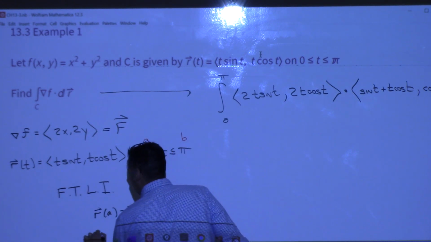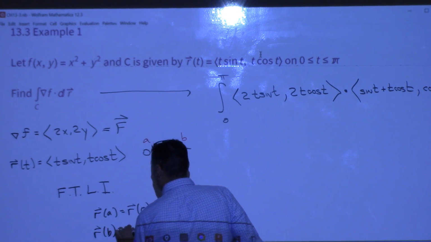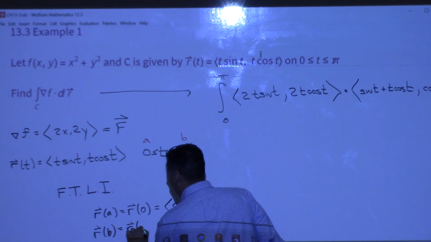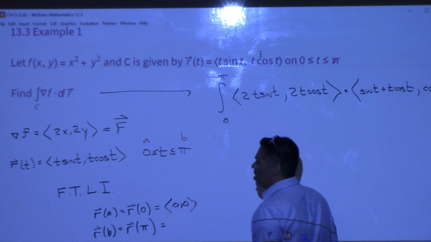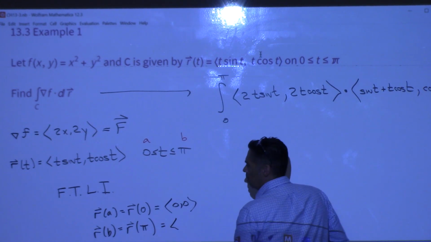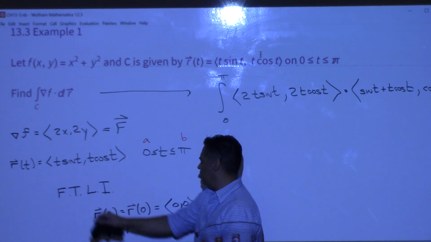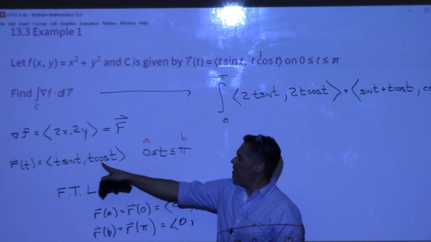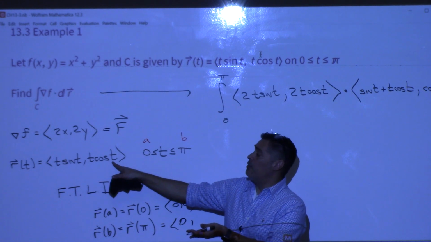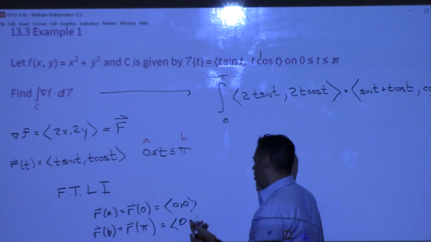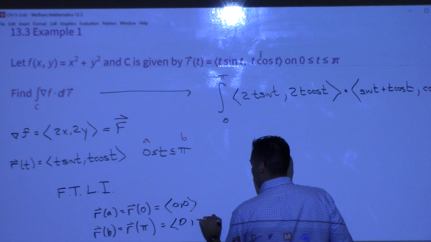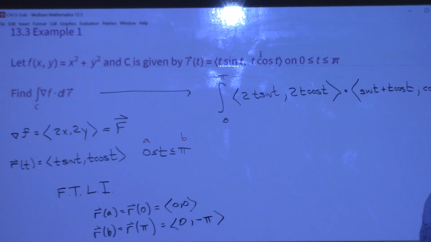Okay, now plug in B. B is pi. What happens when we plug in pi? Sine of pi? 0, right? So 0, and then cosine of pi? Negative 1 times t, which is pi, so negative pi. Is that okay? Those are the two endpoints of my vector function, my curve, right?